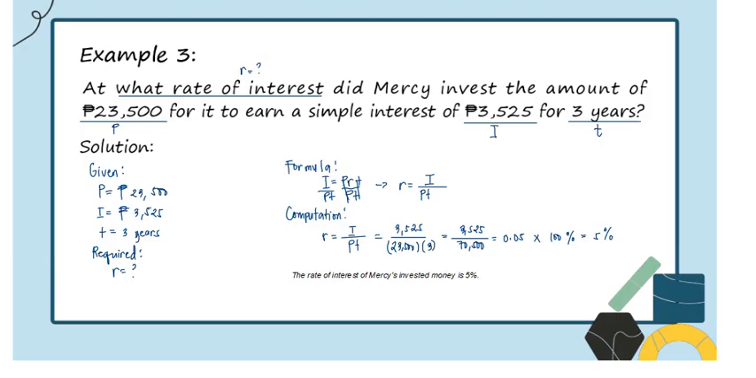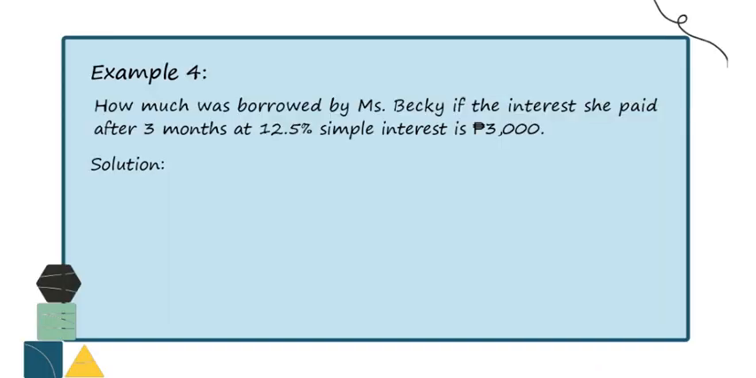So anyways, that's example 3. So for this case, we are finding for the rate of interest. So yung kanina, we're just trying to find yung simple interest. Now, we have an example wherein we are finding for the rate of interest. How about yung example 4 naman?